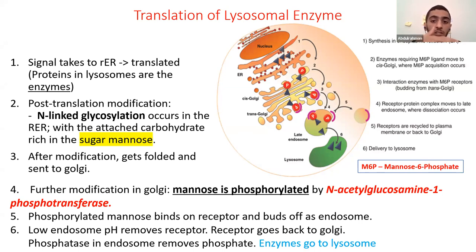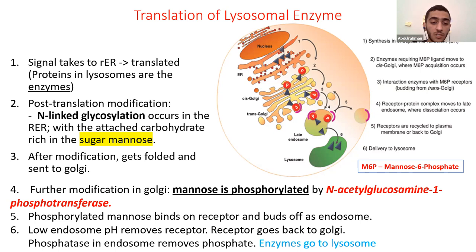Now, this is the tricky part about the lysosomal enzymes. Once the protein is made and it's in the endoplasmic reticulum, the first step will be glycosylating it, N-linked glycosylation, by adding an N-acetyl glucosamine in the rough endoplasmic reticulum. Now, this N-acetyl glucosamine that will be added onto these enzymes is going to have a lot of mannose, which is an important sugar in the next step. You need to know that this sugar added on these enzymes will have a lot of mannose. After we glycosylated it, we can fold it over and then send it to the Golgi.